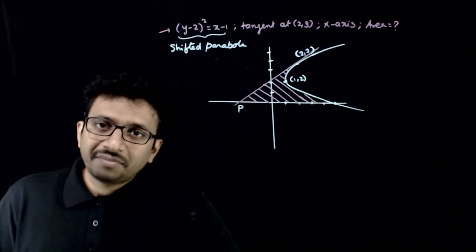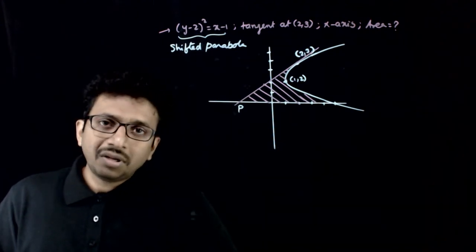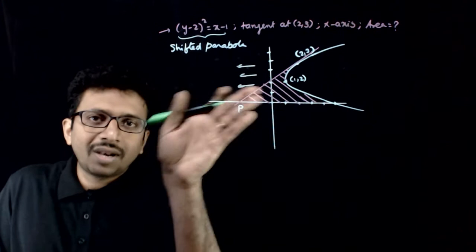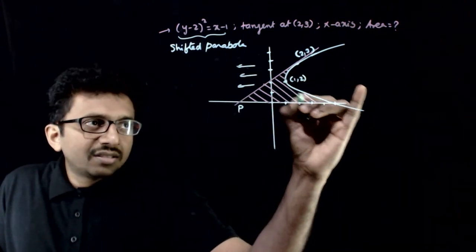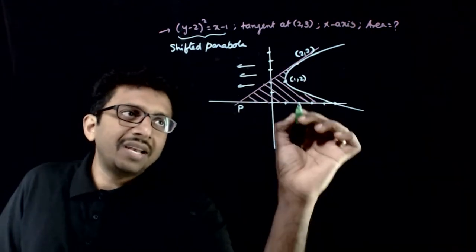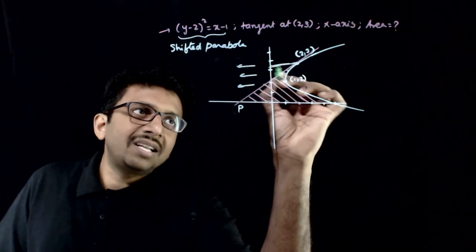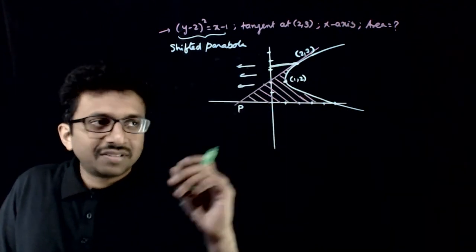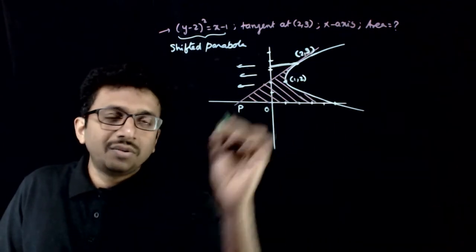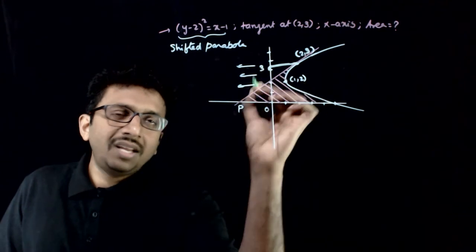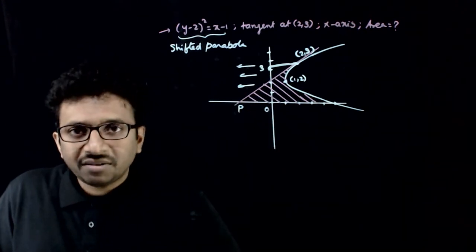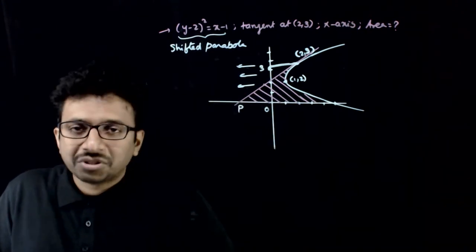So how do I get this area? This area can be very easily found out if you look in the direction of the y-axis. If you look like this, the right side curve is this parabola and the left side curve is this line, and you can integrate right side curve minus left side curve from 0 to y = 3. So between 0 and 3, if you integrate the right side curve minus left side curve dy, you get the area of the shaded portion.